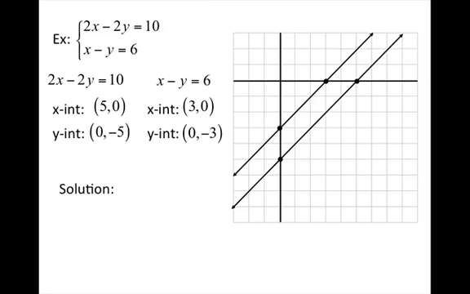This system graphed as parallel lines. Well, if you remember, the solution to a system of equations is the point where the two lines cross. Well, these two lines, since they're parallel, will never cross. So if you ever get parallel lines, because they won't cross, your solution is no solution.